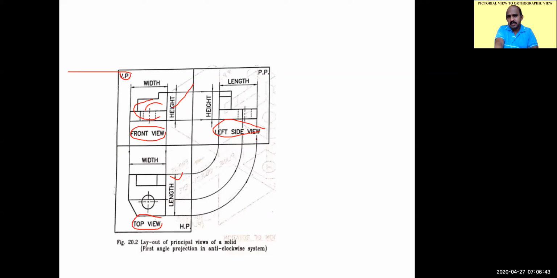It's actually a simple topic compared to all other topics. The question will be a pictorial view of an object. From that pictorial view, you need to draw the orthographic view of the object. The front view and top view are compulsory. Then it can be either the left side view or the right side view.